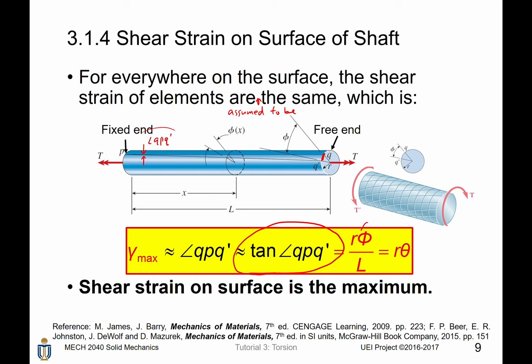But we know that phi over L is just the rate of change of the angle of twist, theta, so it is simply R theta. Notice that the shear strain on the surface is the maximum. In case you are talking about the shear strain inside the material, then for any element located inside the material, its distance from the center of the circular prismatic bar must be less than the radius. Consequently, the shear strain inside the bar must be smaller than those elements on the surface. Therefore, we conclude that the shear strain on the surface is the maximum.